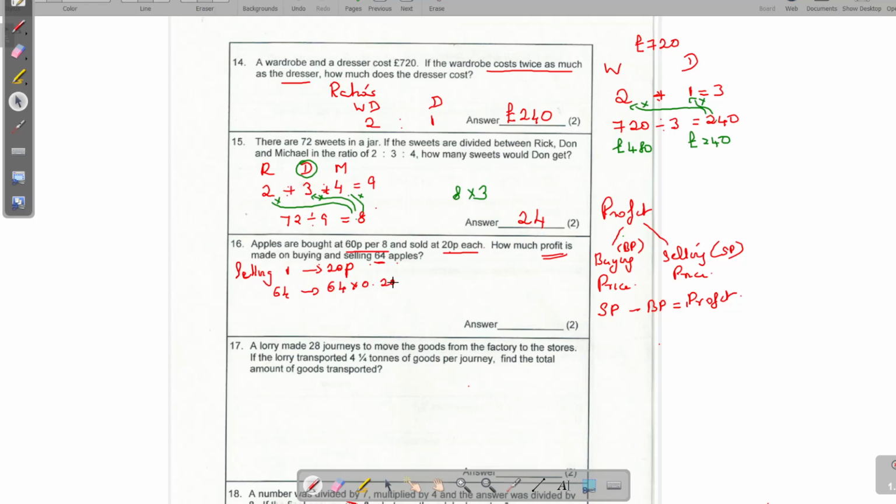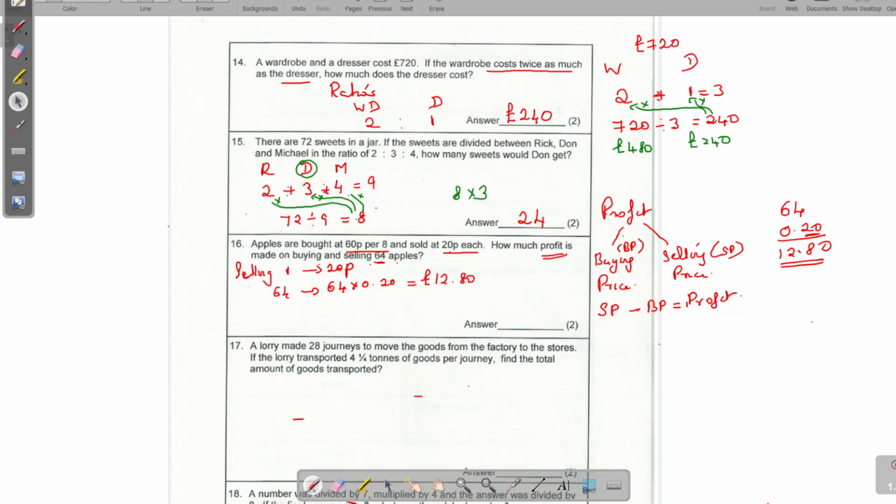So that will give us, you can multiply it here. Let's multiply it here. 64, 0.20, 0, 8, 12, 80. 2 decimal points, so it's 12 pounds 80. So we get selling price is 12 pounds 80.